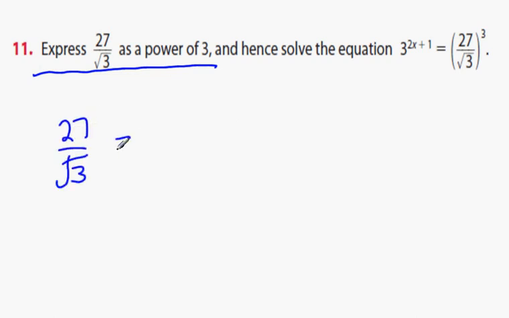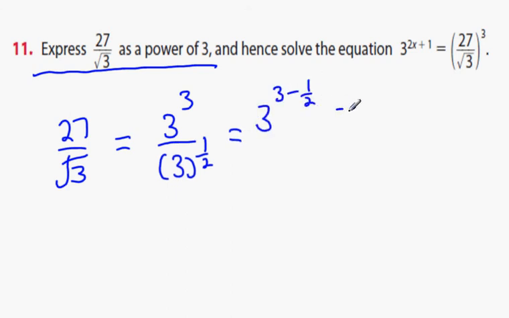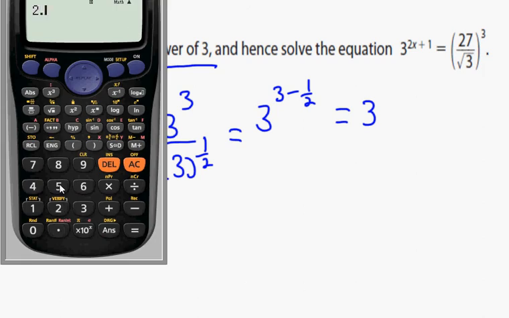27 is 3 to the power 3. Root 3 is 3 to the power of a half, yeah. So it's 3 to the power of 3 minus a half, which is 3 to the power of 2.5, like you said. 2.5 in fractions, lads, if you aren't sure. There it is there, 5 over 2. Okay.